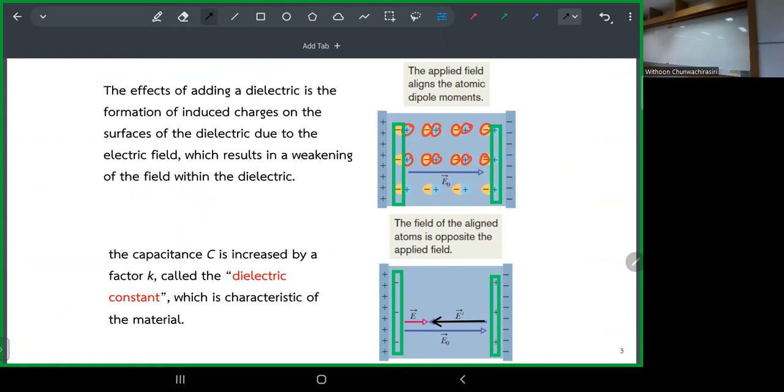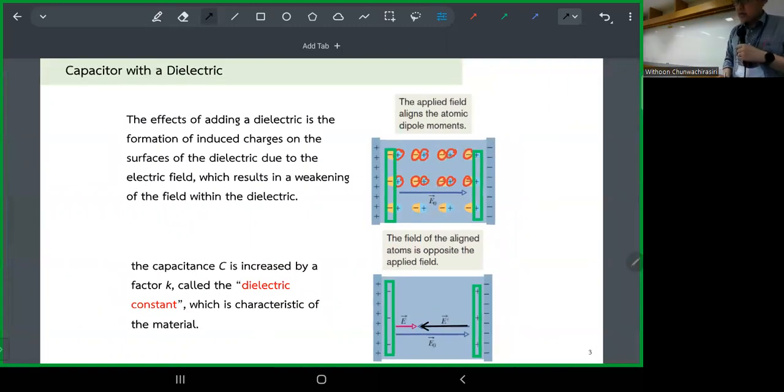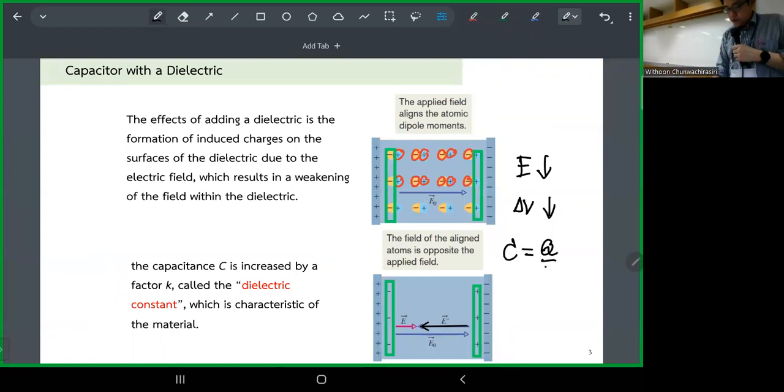And you see what's the point now? Almost done, guys. When you have a smaller amount of E, E getting smaller, the delta V will also get smaller, right? Because they go hand in hand. But from the formula, C equals Q over delta V. When delta V is smaller, what happens to the C? That's it. That's how you enhance the C.